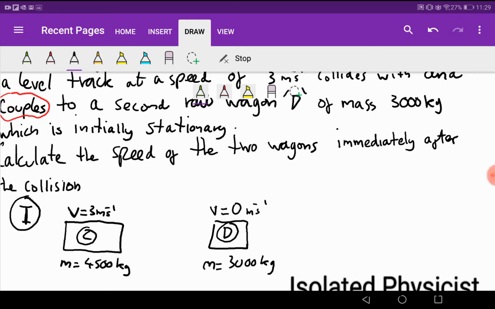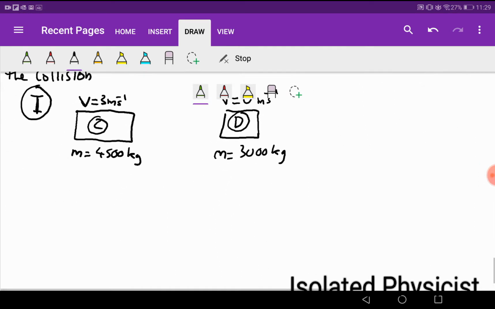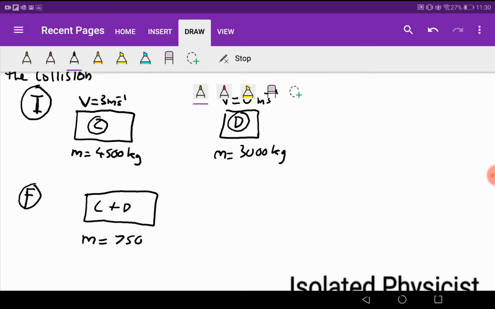That's our initial situation. And our final situation is where C and D are together. It's worth working out the mass as you go along. The mass of the coupled system is going to be 7,500 kilograms, and we need to find out what the velocity is.